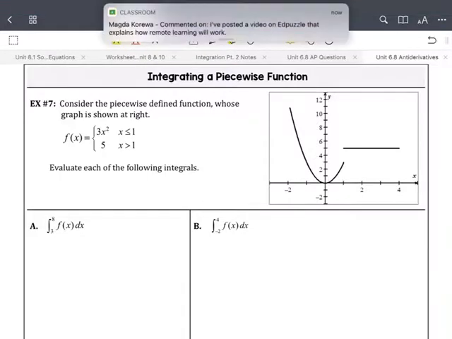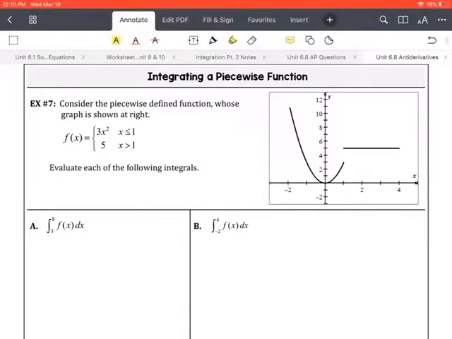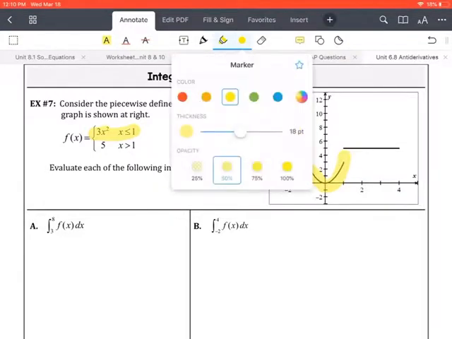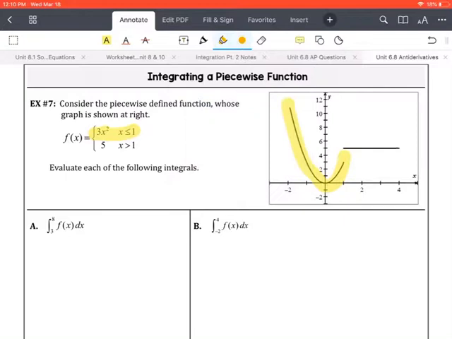Okay, so I have a piecewise function. This means that I have one function, but it comes in two pieces. My first piece is this parabola, or 3x squared for all x values less than 1. And then my second piece is, let's do this in orange, the straight line, 5 for all x values greater than 1.